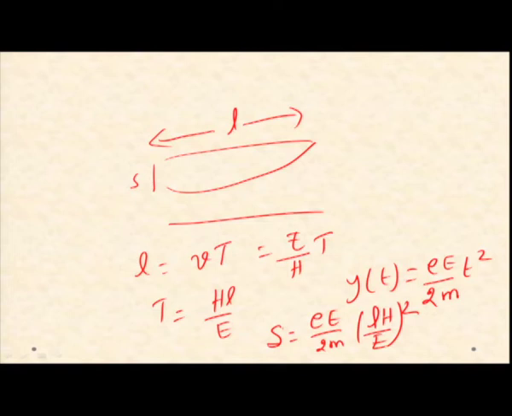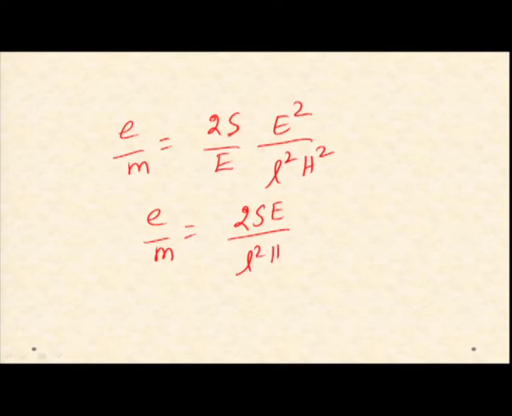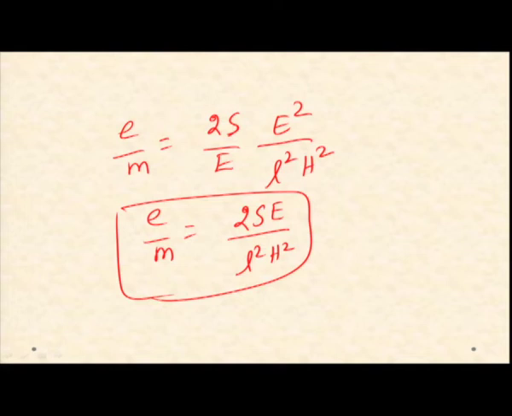Rearranging this equation, we get the e by m value of the electron as e by m is equal to 2S by E into E square by L square into H square, which is e by m is equal to 2SE by L square H square. This is how Thomson's parabola method is used to calculate the e by m of the charged particle.